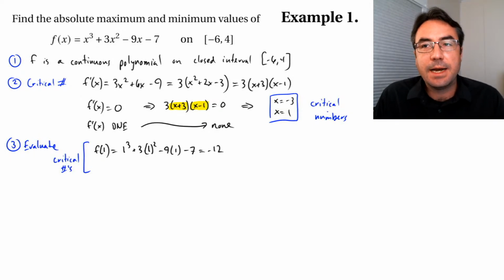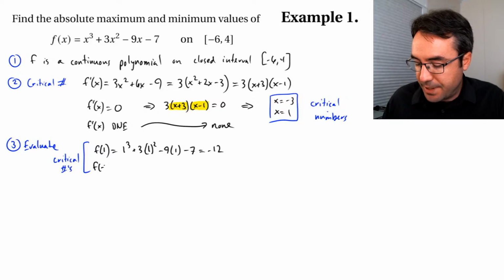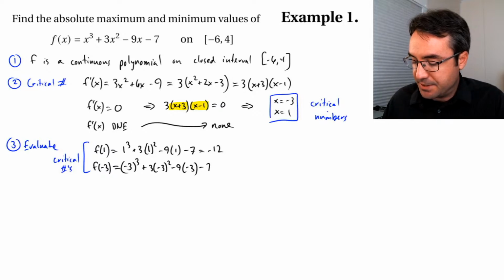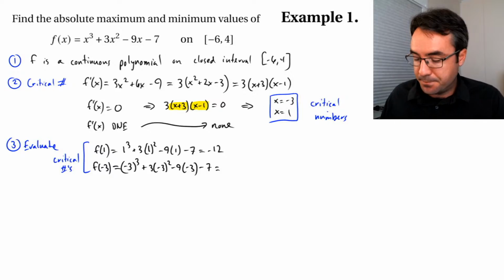Okay, keep going. So we have negative 3 to plug in. So let's plug negative 3 into our original function. We get negative 3 cubed plus 3 times negative 3 squared minus 9 times negative 3 minus 7. And if we do the arithmetic there, we end up with 20.